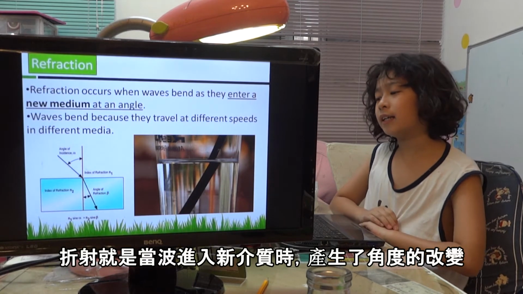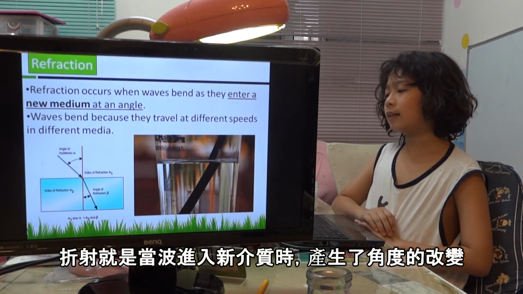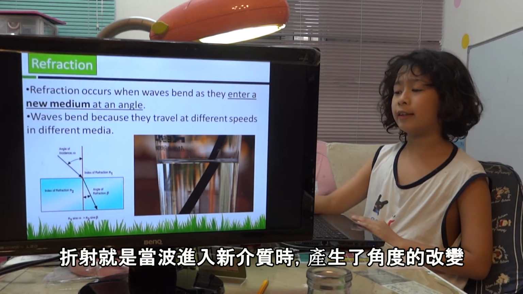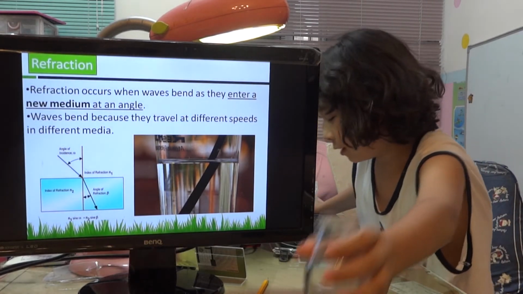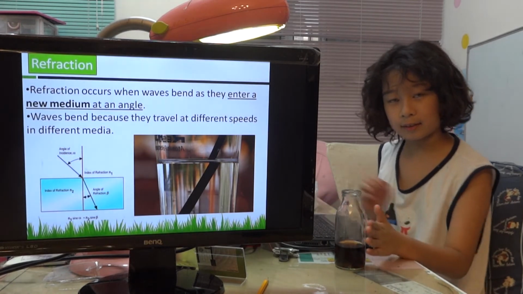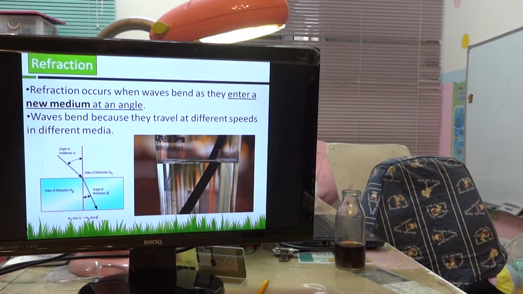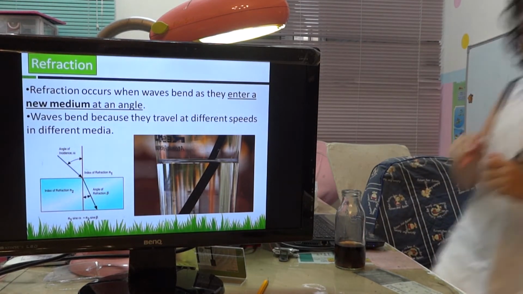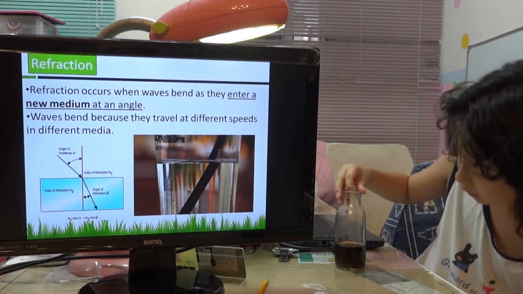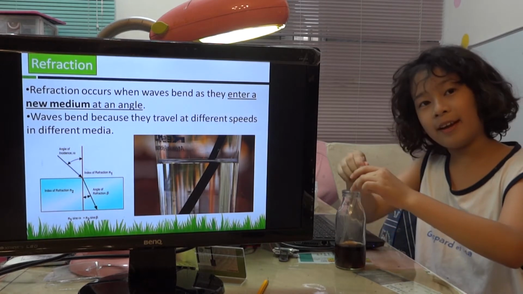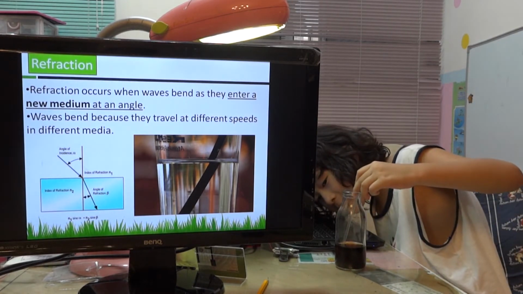Refraction occurs when any kind of wave travels through another medium that has a different speed. For example, here is a glass. I will put a straw inside. It looks a little bent. Actually, you can find it's a little bent.